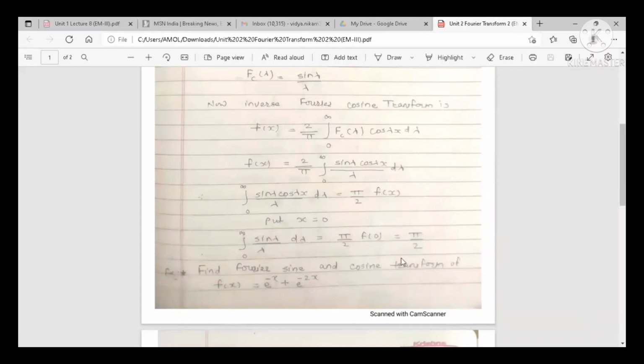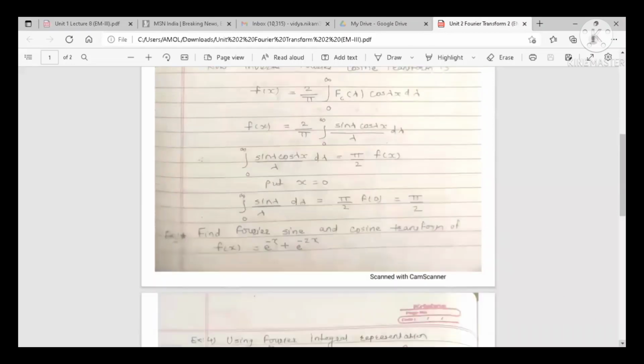Because the value of the integration is not only f(x), it is equal to π by 2 into f(x). And when x is equal to 0, f(0) is 1. So 1 into π by 2 is π by 2. So the answer is π by 2. This is the solution for the first example. Find the Fourier integral representation means you find the inverse Fourier transform and then you will get its Fourier integral representation. That is the meaning.